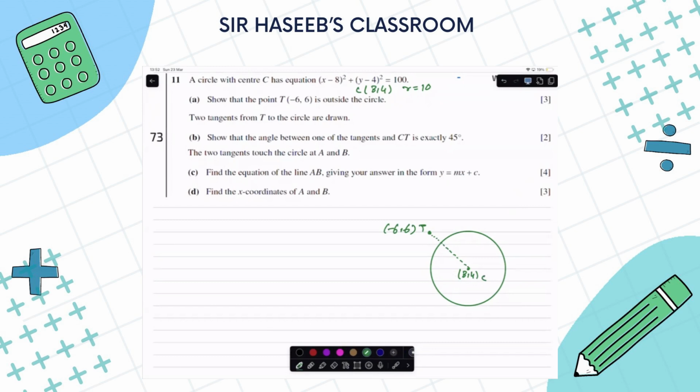Yeah. Part A will say that distance TC should be more than 10. Let's find out. (-6 minus 8) whole square plus (6 minus 4) whole square, square-rooted, should be greater than 10, right? Let's check if it is greater than 10. That's root 200, which is greater than 10. Therefore, T lies outside. Get it? Yes, sir.